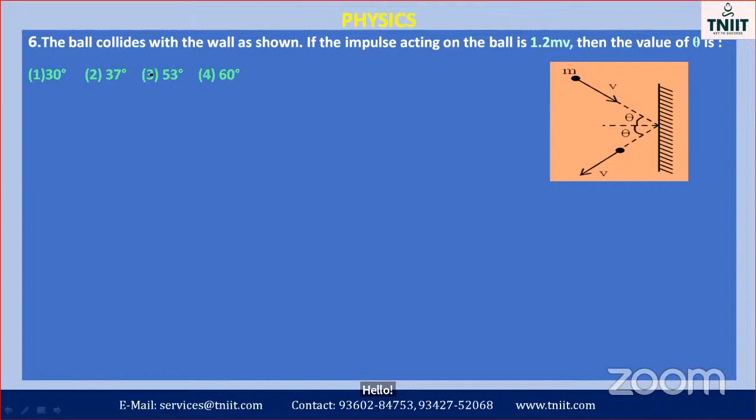So what is the value of theta they are expecting? Yes. Look at the concept here. Whenever the velocity is moving in this direction, this velocity can be resolved into two components. One is v cos theta. The other one will be v sin theta.